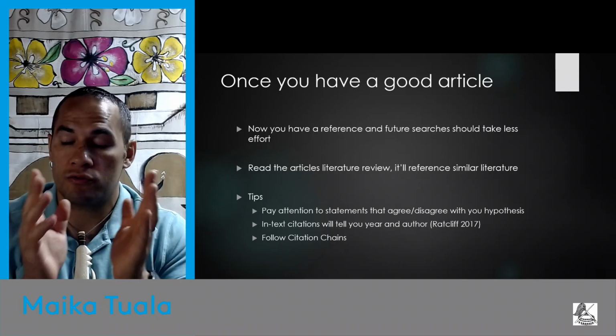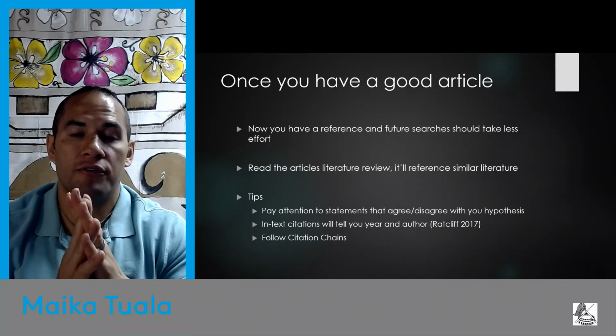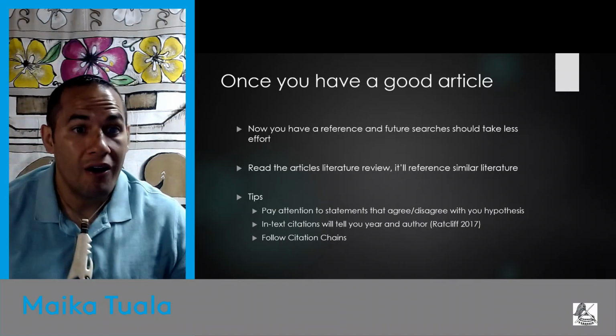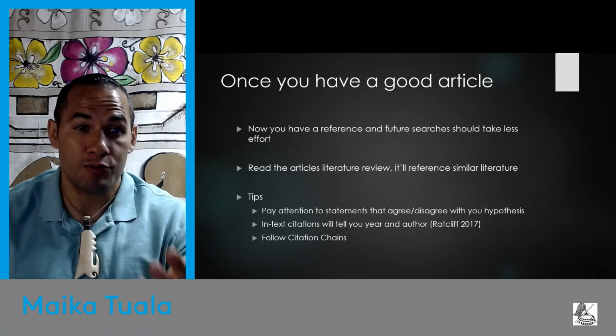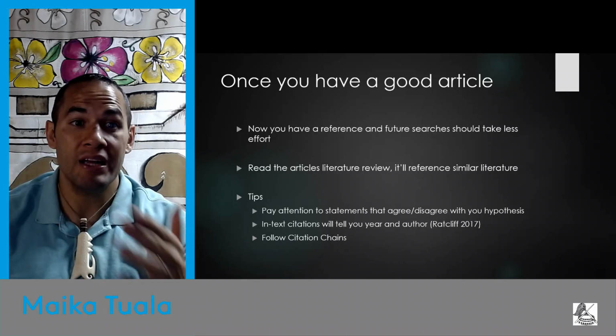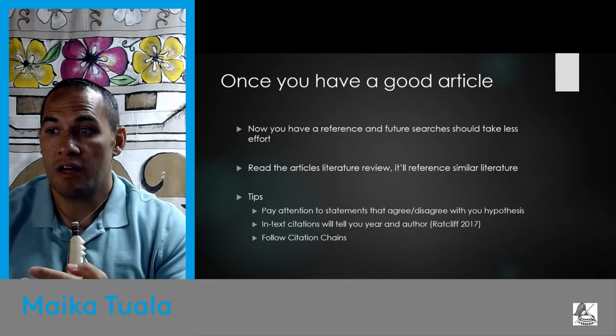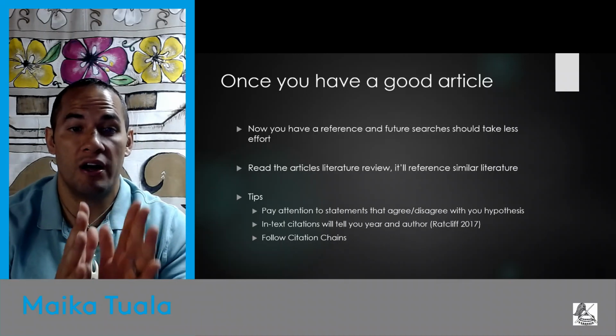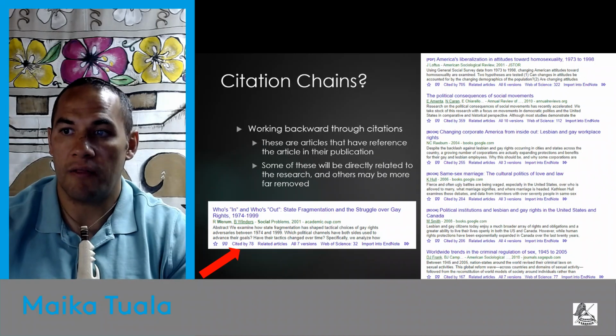But now, once you have a good article, you have a good reference to find your other articles. So when you do an annotated bibliography, you're going to do about 7 to 8 sources. If you find one good article, all the sources might be in that article in its references, and it might even talk about it in its literature review. Does that make sense? So pay attention to it and follow citation chains. I'm going to show you how to follow a citation chain in this.